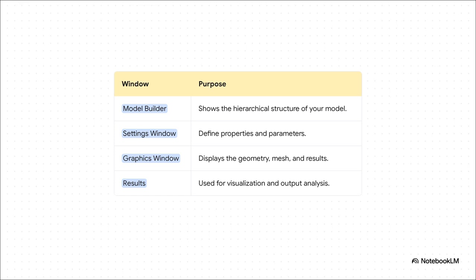Whenever you click on something in there, the settings window pops up with all the details you can change. And then the big one, the graphics window, that's your canvas. It's where you see your model, your mesh, and of course your final beautiful results come to life.